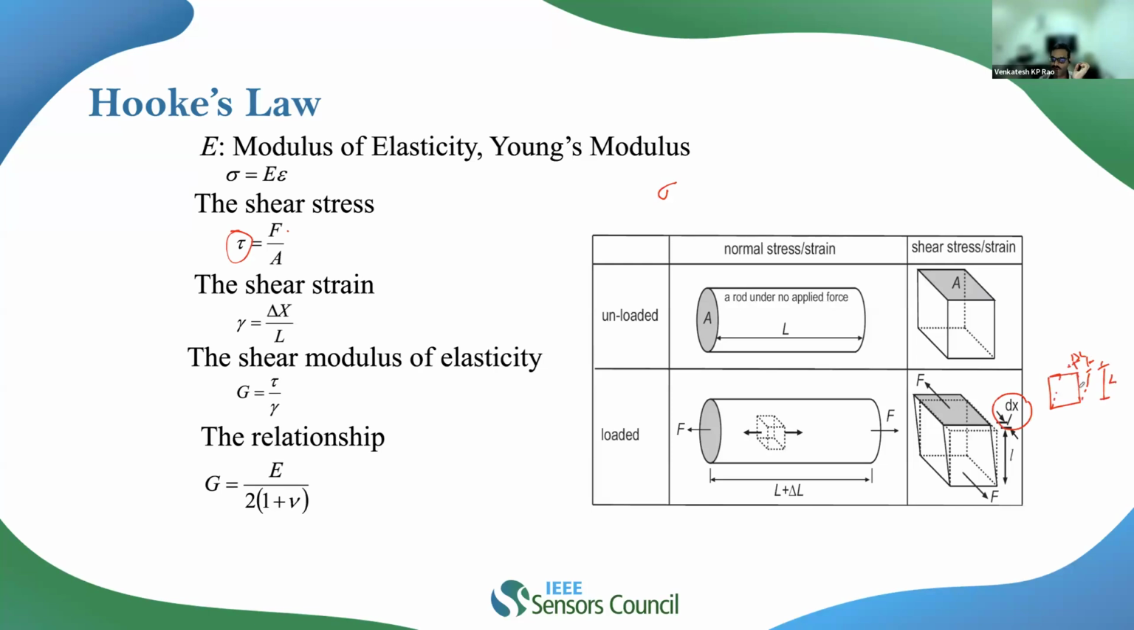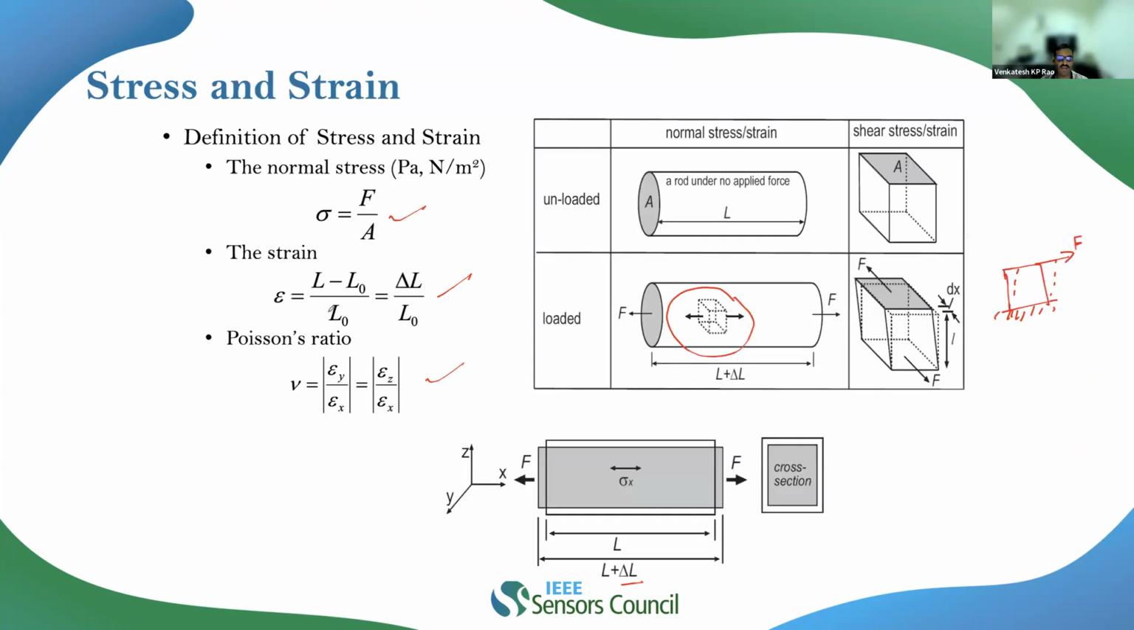If this is the angular deformation, then tan theta is delta x over L. For a small amplitude deformation, tan theta is approximately equal to theta, so the shear strain comes out to be delta x over L. And if I go back to the previous slide, what I described there is the normal stress and normal strain.